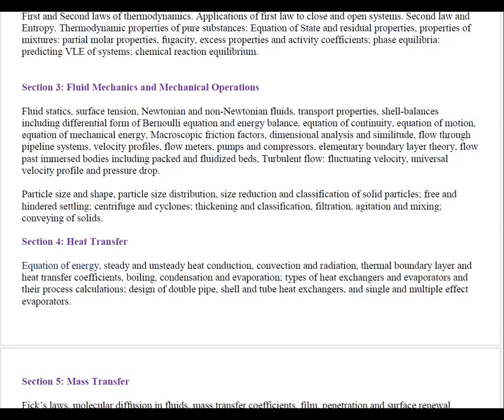Then what the different types of mechanical operations are, like thickeners, classifiers, the filtration process, agitation and mixing, and how we calculate free and hindered settling velocity.